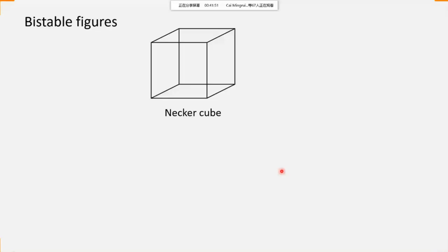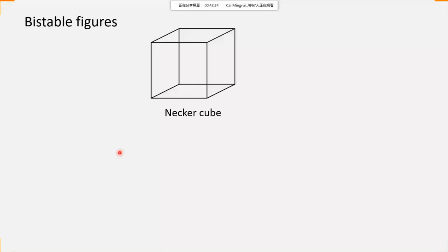And it's bistable because you can see this area is nearer to you, and then the other one is in the back. Or you switch, then you see this one in front of the other, and this one is in the back. And therefore you also have a different direction. So if this is in the foreground, then this line goes from the foreground to the background. And if you see the other area in front of you, then these lines lead from foreground to background.